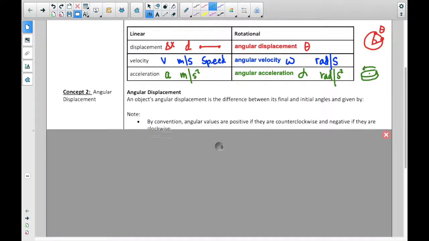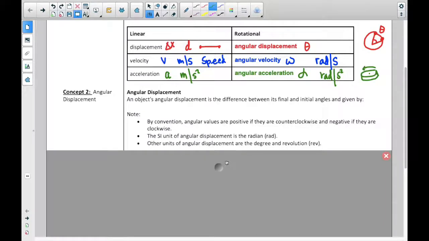Let's talk a little bit more in depth about what those mean. When we talk about angular displacement, a couple things that we need to think about. First of all, when we go in the counterclockwise direction, that is the positive direction. When we go in the clockwise direction, that is the negative direction. And again, that is something that you should know from your math classes. And that's the standard that we're going to use.